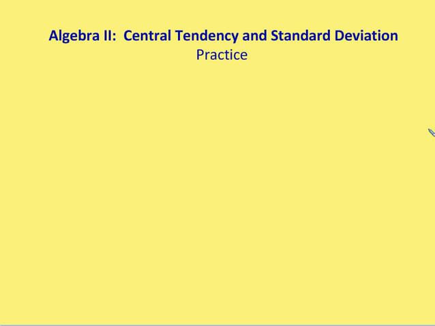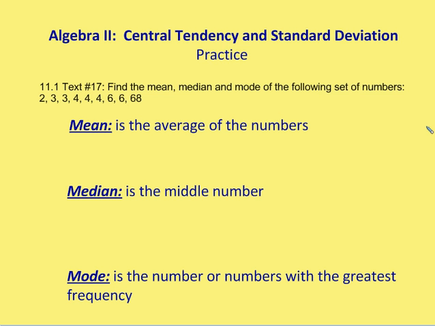Okay, let's take what we've learned about central tendency and standard deviation and put it to good use. There's a problem in your book. It's number 17 in chapter 11.1. I've modified the numbers a little bit to make this a little bit easier for all of us. We want to find the mean, median, and the mode of these numbers.